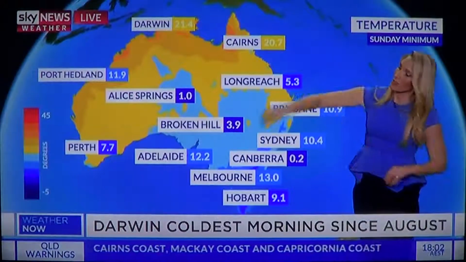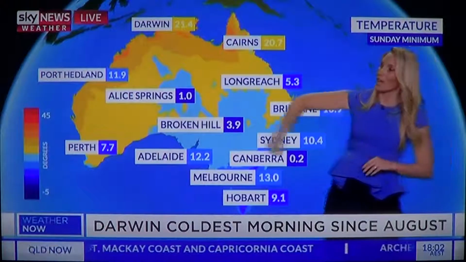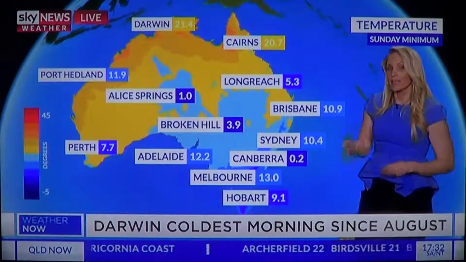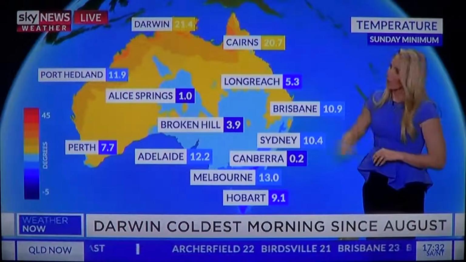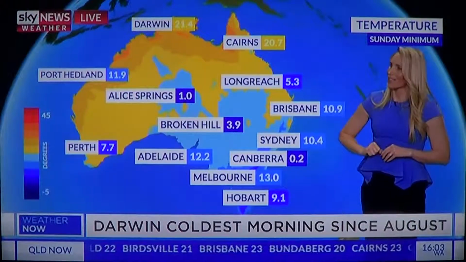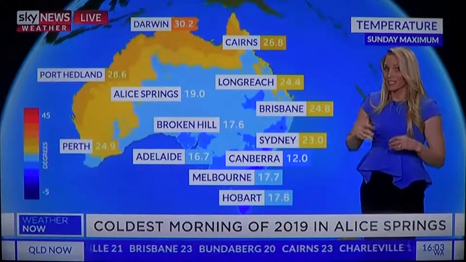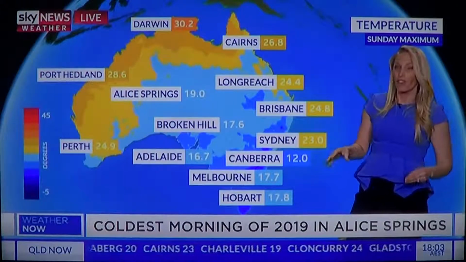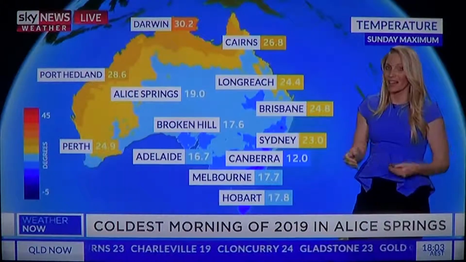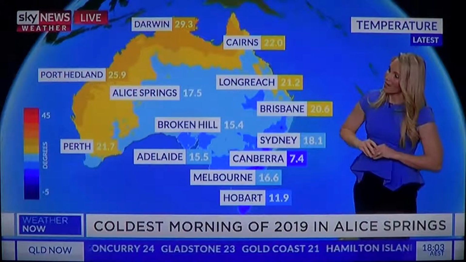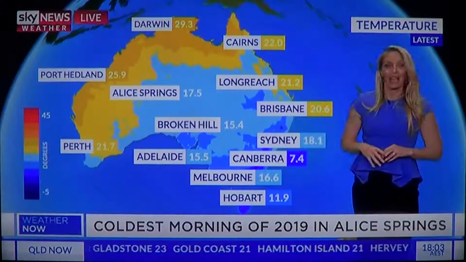Elsewhere across the country, we saw temperatures down to just a single degree in Alice Springs and 11.9 degrees in Port Hedland, so the coldest we've seen there since about last spring. Also cool for you in Broken Hill, getting down to 3.9 degrees, and Canberra sitting down around freezing point. Canberra, you didn't really get that warm today. 12 degrees your maximum. That's 4 below average for this time of year, so that low cloud really capped those temperatures, and we're seeing things cooling down again in the southeast as we head into the night.